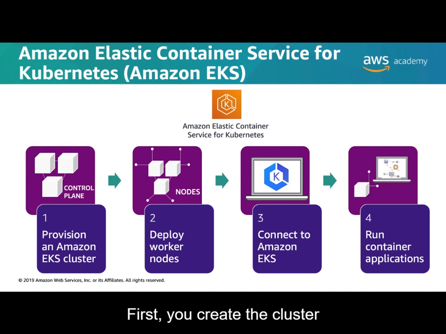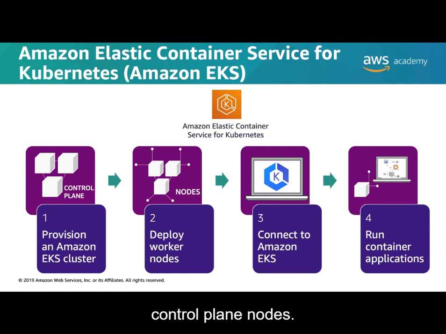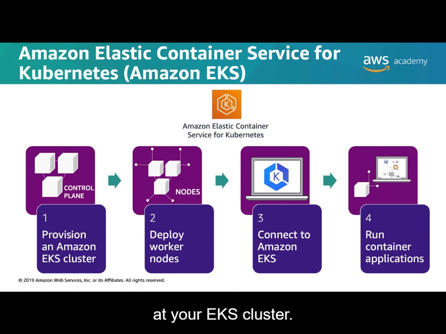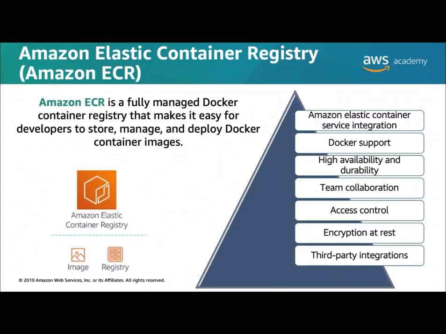The diagram shows how EKS works. First, you create the cluster with the parameters you need, such as the VPC and subnet IDs. Next, EKS automatically deploys Kubernetes control plane nodes. Next, you deploy worker nodes. You add the number of worker nodes that you need to your EKS cluster. Then, you connect to Amazon EKS and point your preferred Kubernetes tooling at your EKS cluster. Finally, you deploy your Kubernetes applications to your EKS cluster.